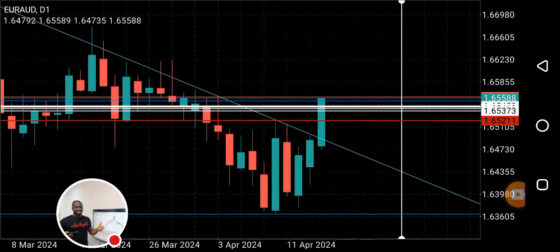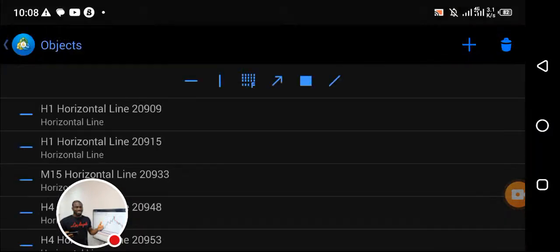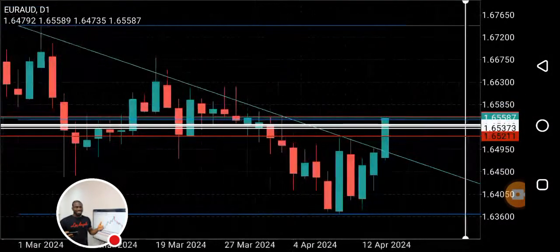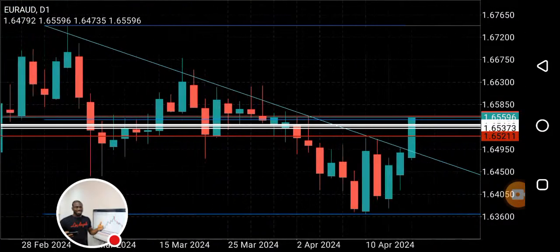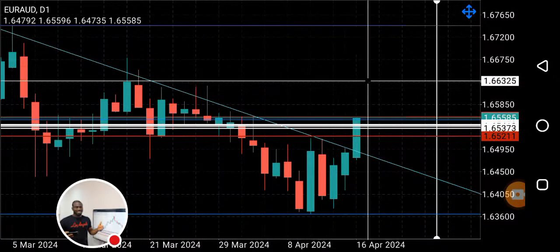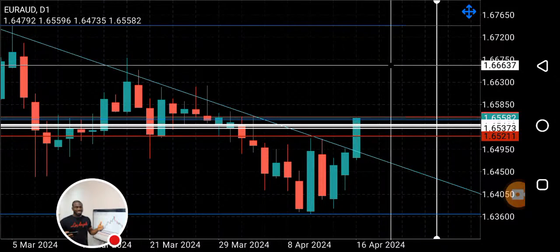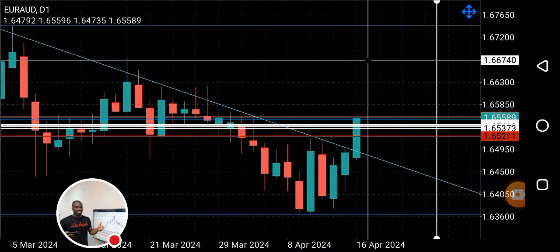So what I'm looking out for is a bearish reversal pattern to form. That's what I'm looking out for. As you can see, the market is currently trading above the equilibrium, level 50. So price is currently at a premium level. So what we need to wait for is a bearish reversal pattern to form at a premium level. That is what we need to wait for before we go bearish on Euro Australian dollar. That is my take on Euro Australian dollar.